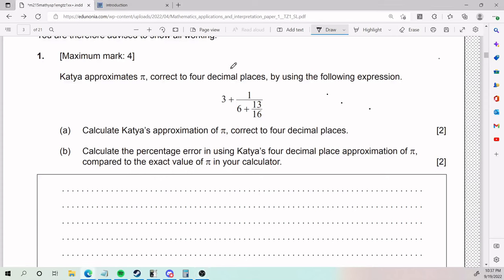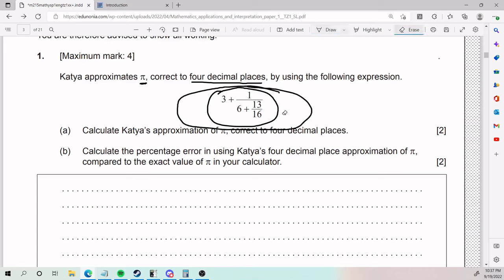Number one, Katya approximates pi correct to 4 decimal places by using the following expression, that whole thing that is here. ¿Cierto? So we need to calculate Katya's approximation of pi correct to 4 decimal places. And essentially, we just need to figure out what number this whole thing gives us. So the easiest way, I think, is using your calculator.